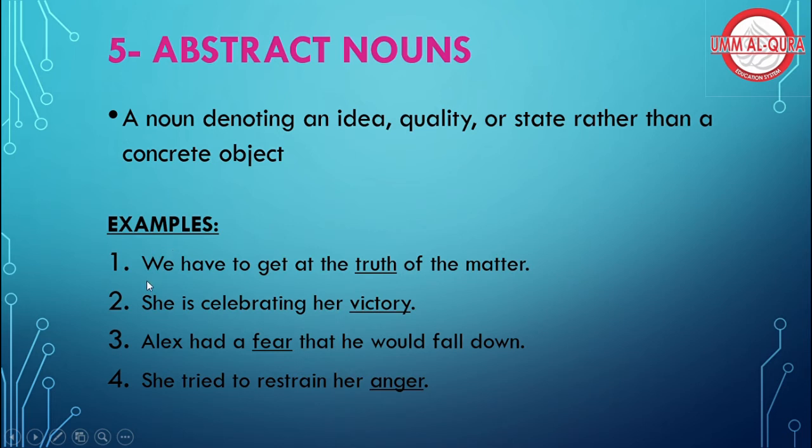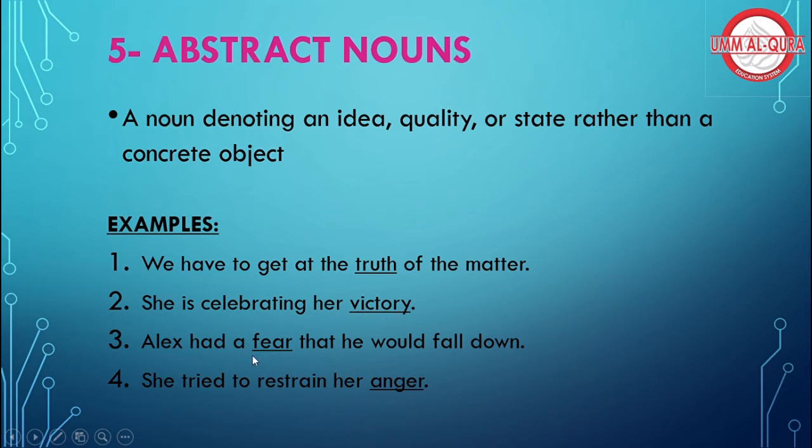We have examples. We have to get the truth out of the matter. Truth here is an abstract noun. Can you see the truth? If someone is telling you the truth, can you see it? Of course not. Next, she is celebrating her victory. Okay, victory here is an abstract noun.